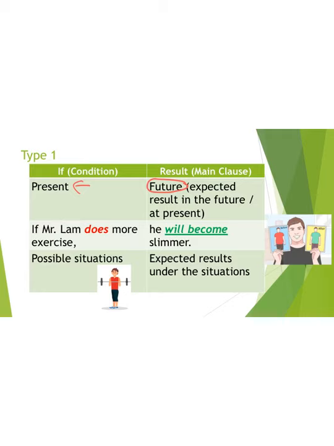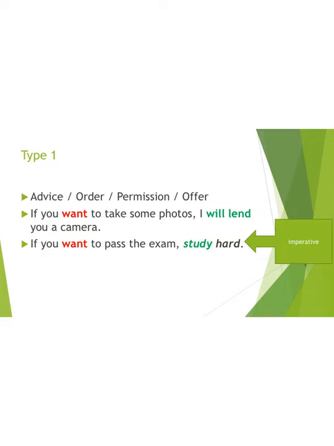For example, if Mr. Lam does more exercise, he will become slimmer. Sometimes we use conditional type 1 to give advice, order, permission, or offer. For example, if you want to take some photos, I will lend you a camera. Still, we use present tense for the if clause and future tense for the main clause.